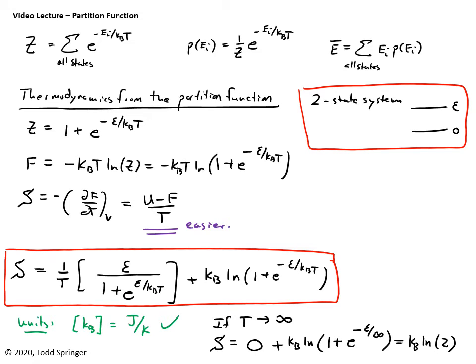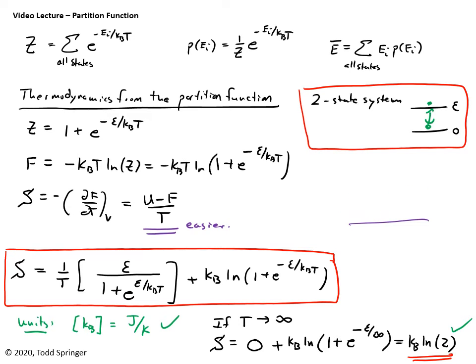And does this look kind of familiar? Remember, in an isolated system, S was k_B natural log of omega, or that was the number of microstates. And if the temperature is really, really high, the particle can easily move between these two microstates without any trouble. So those two microstates are both equally probable. And so then I have the same kind of situation as I had with an isolated system. So this agrees with the intuition we had before.